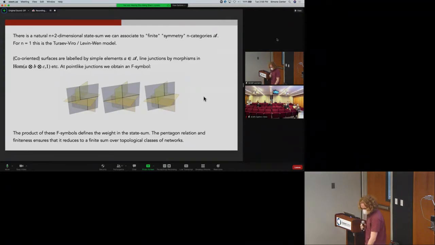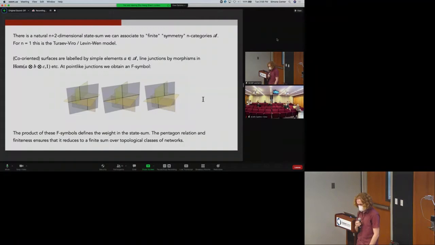And the way you define this model, so here I'll give you the n=1 definition, but you can iterate the dimensions as is apparent. You have co-oriented surfaces labeled by simple elements of the category, so symmetry operators. And then you have line junctions by morphisms where you compose these operators. And at point junctions, there is hiding this F symbol that we saw in some previous talks like Julia's, where you can draw a point junction like this, and if you slice it with a plane, you see these black lines do this crossing equation move.